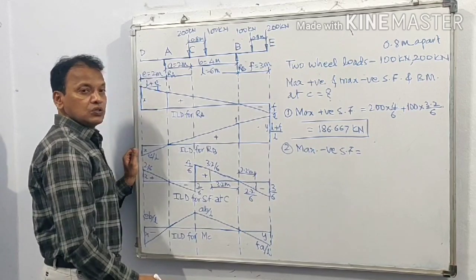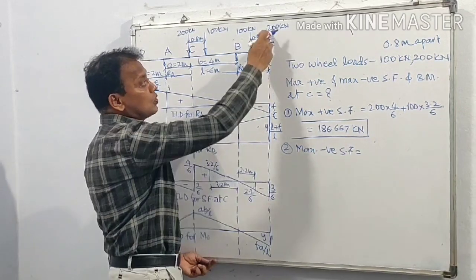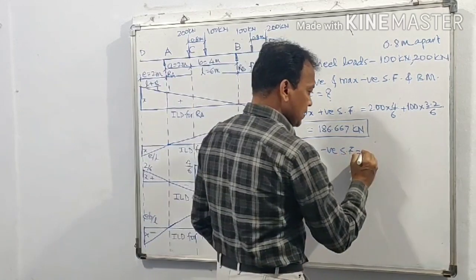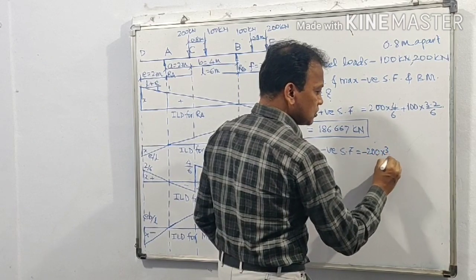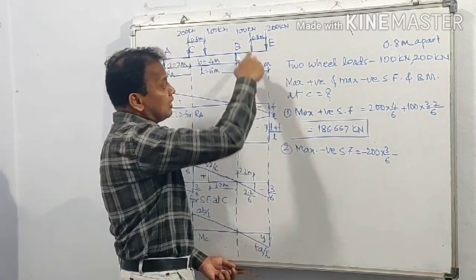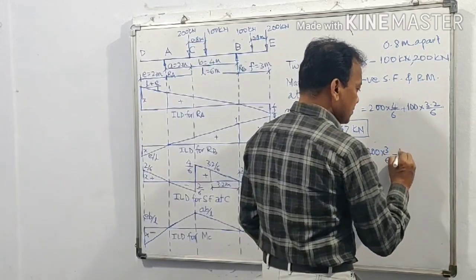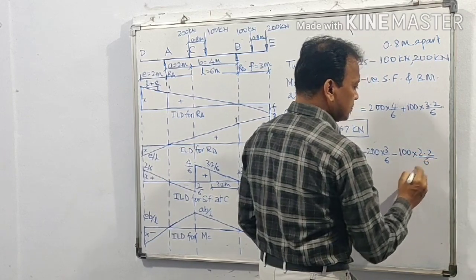So maximum negative shear force is equal to 200 into 3 upon 6 minus 100 into 2.2 upon 6.